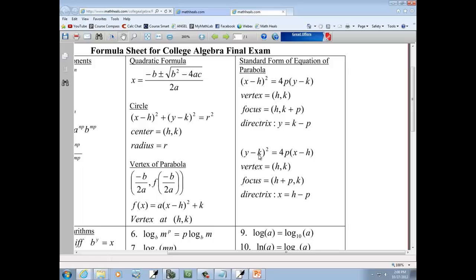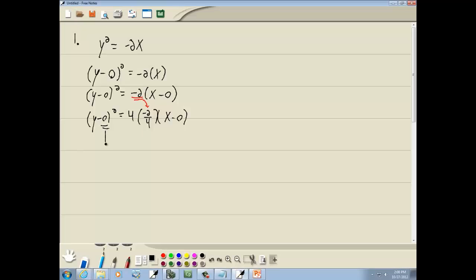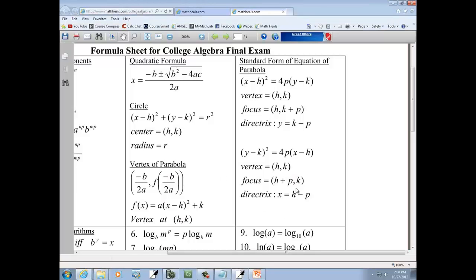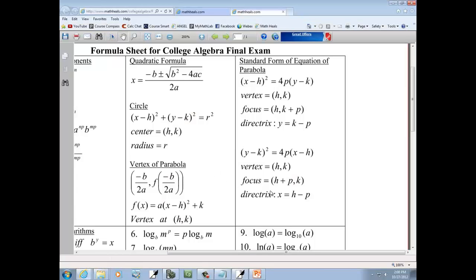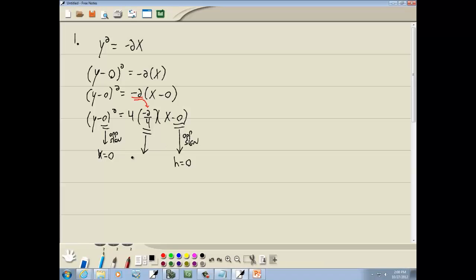Now from our formula, k is what goes with our y, and it's going to be opposite sign. Of course, 0 doesn't have a sign, so k is 0. And from our formula, this is our h, and it's also going to be opposite sign. But again, 0 doesn't have a sign, so it's just that. And this is our p, because it's 4 times p. So p is equal to negative 1/2.